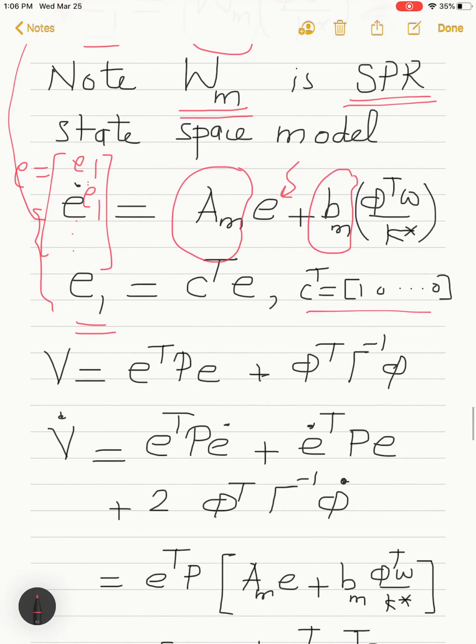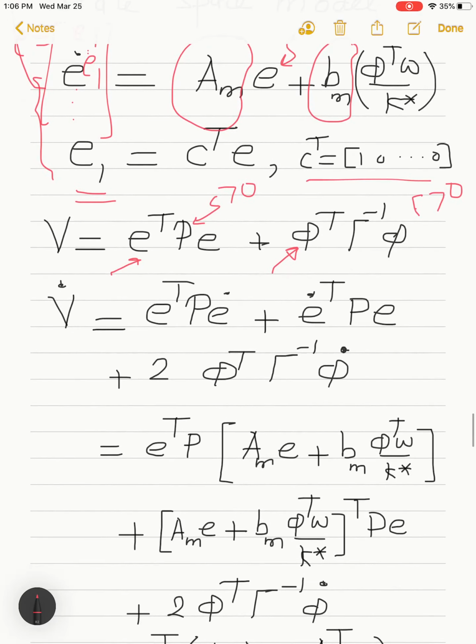Now, I can assume a candidate Lyapunov function as a quadratic term in E and quadratic term in phi as usual. P is positive definite, gamma is positive definite. And then I take the derivative, so that would be E transpose P E dot plus E dot transpose PE plus twice phi transpose gamma to the minus 1 phi dot. We have explained in the previous piece of the lecture why this is twice phi transpose gamma to the minus 1 phi dot. The same argument applies.